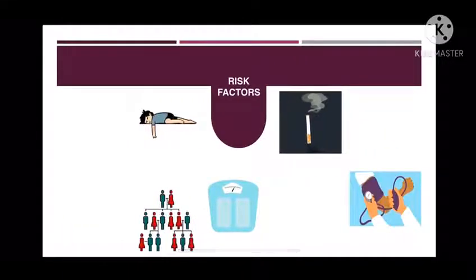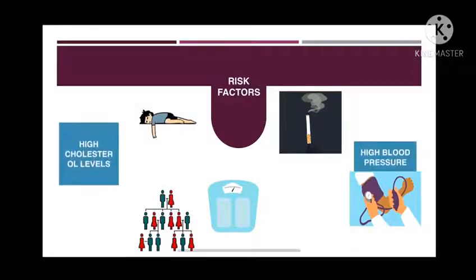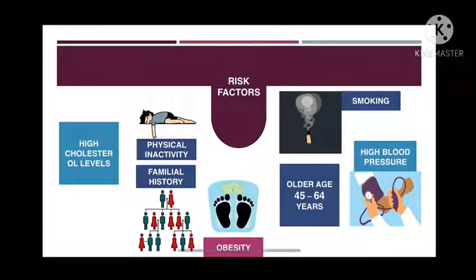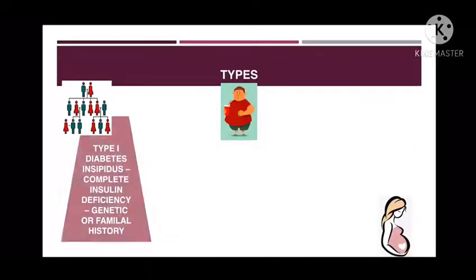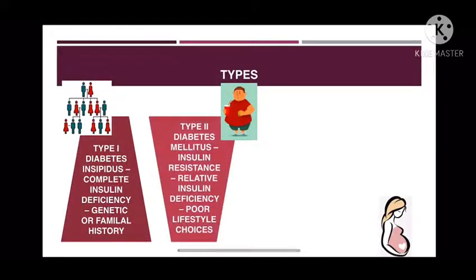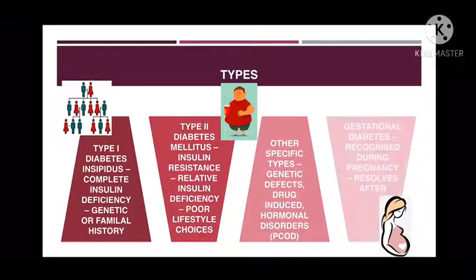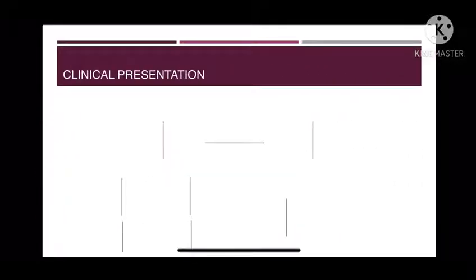Risk factors of diabetes: obesity, physical inactivity, high cholesterol level, high blood pressure, smoking, and family history. Diabetes is further classified as Type 1, where there is a complete insulin deficiency, Type 2 due to relative insulin deficiency, and other variants such as drug-induced, hormonal disorder, genetic disorder, and gestational diabetes.